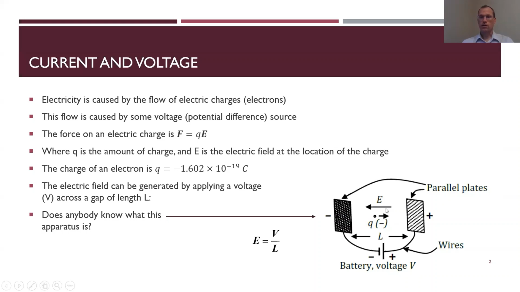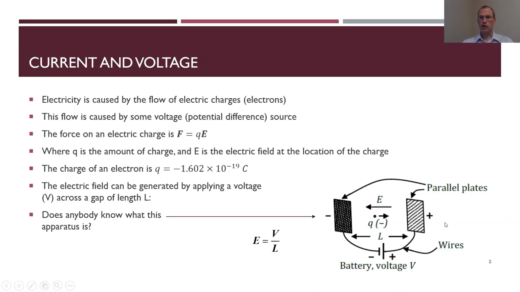These two oppositely charged plates cause an electric field. So the force on this charge Q is related to the electric field just by simple multiplication. Electrons all have a charge of negative 1.6 times 10 to the negative 19 coulombs. So electrons, again, being negative. The electric field is related to the voltage source, so whatever the battery voltage is divided by the separation between the plates gives me the strength of the electric field. So again, that's also related to the force.